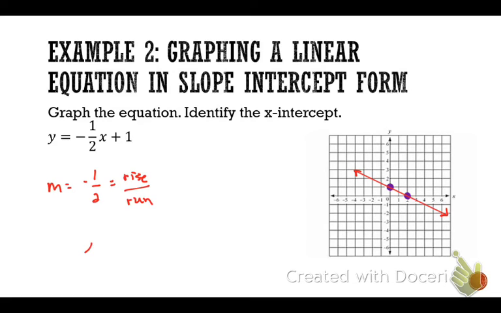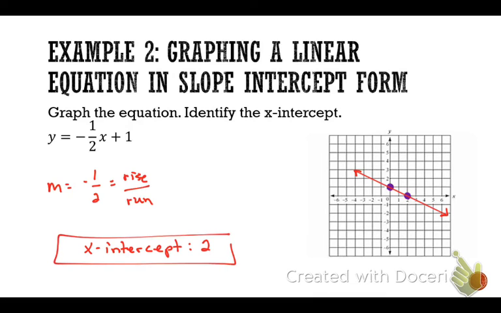So now, what is my x-intercept? What's my x-intercept? Where does the line cross the x-axis? Positive 2. X-intercept is positive 2. So don't forget to write that part.